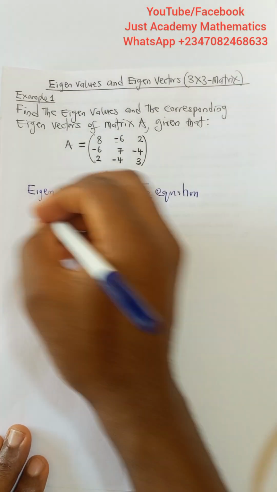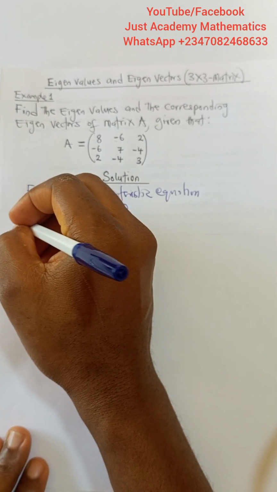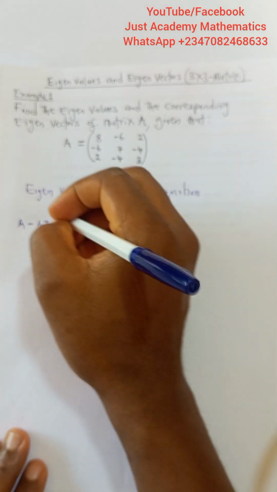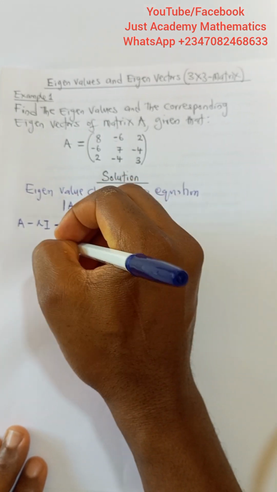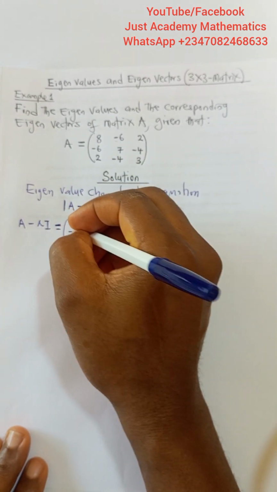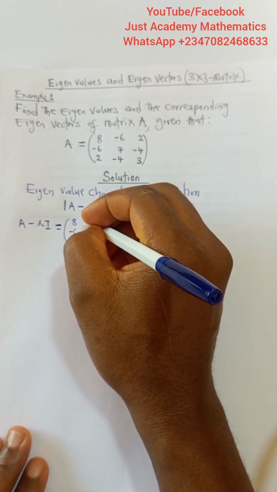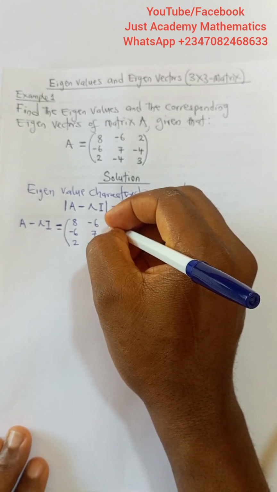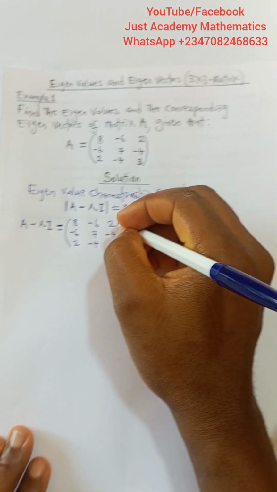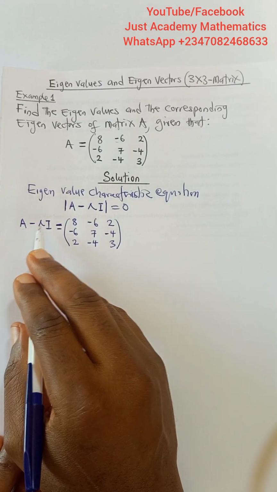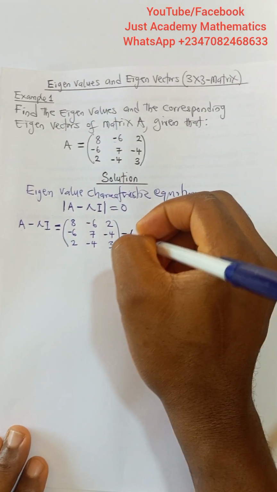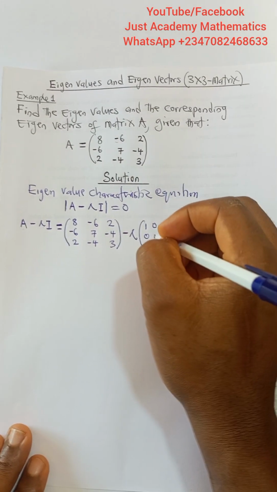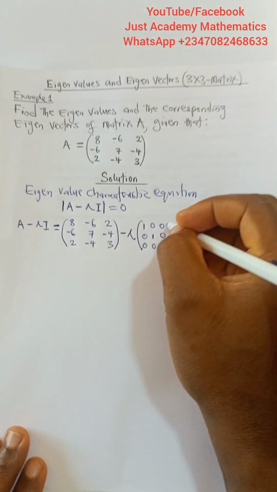So the first thing we have to do is to proceed to get A minus lambda times I. Of course, A here is 8, minus 6, 2, minus 6, 7, minus 4, then 2, minus 4, 3. Then minus lambda times the identity, which is 1, 0, 0, 0, 1, 0, 0, 0, 1.